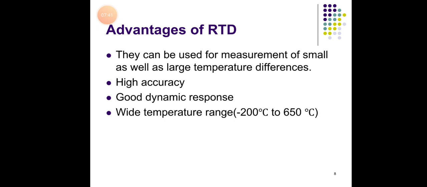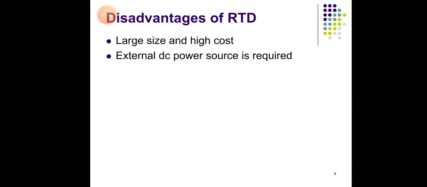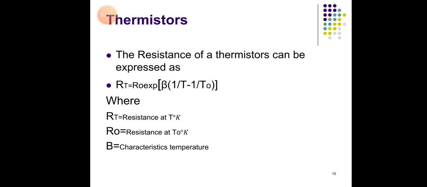Now disadvantages of RTD. Disadvantages of RTD are their size is very large, high cost, and an external DC power source is required. These are the disadvantages of RTD. Now the next temperature sensor is the thermistor.